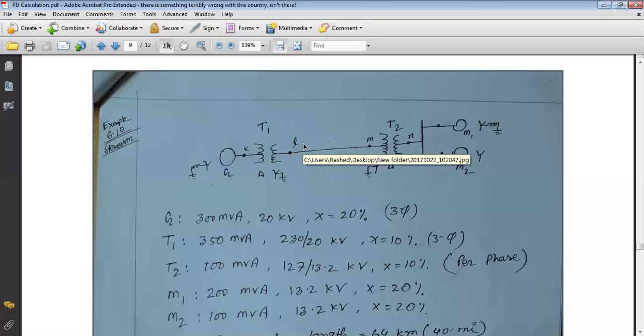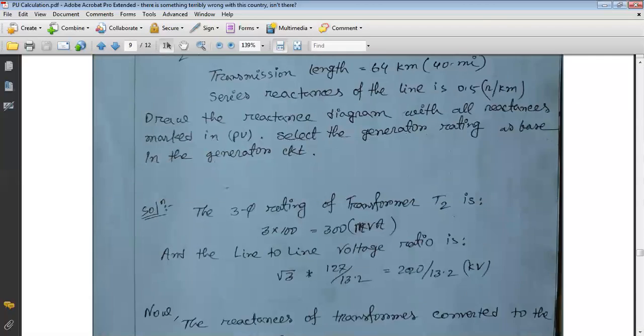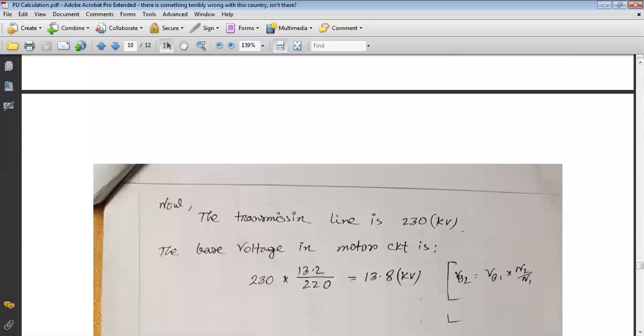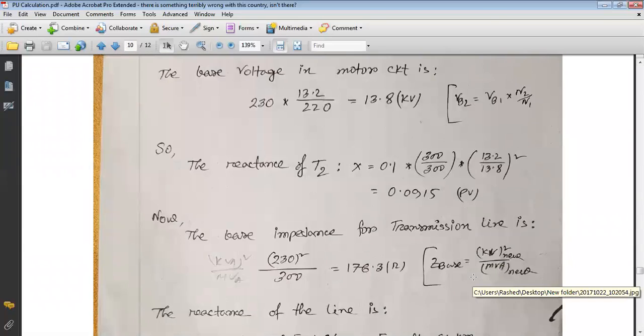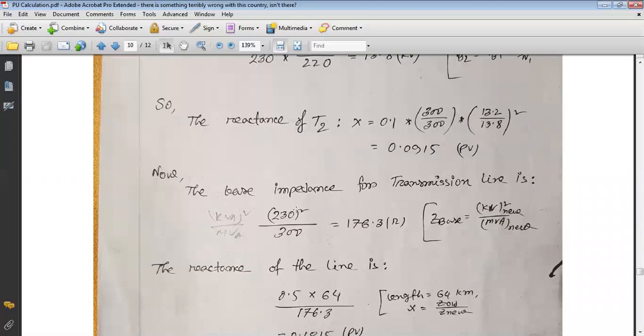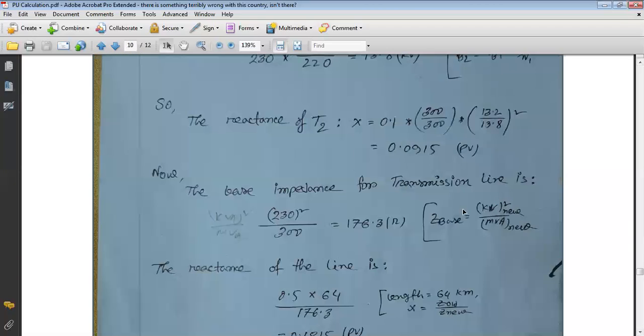The base reactance or impedance of the transmission line is, by the equation, base voltage squared divided by base power. That is kilovolt squared divided by megavolt ampere. Kilovolt is 230, squared, divided by 300 megavolt ampere. So the transmission line base impedance or base reactance is 176.3 ohm.